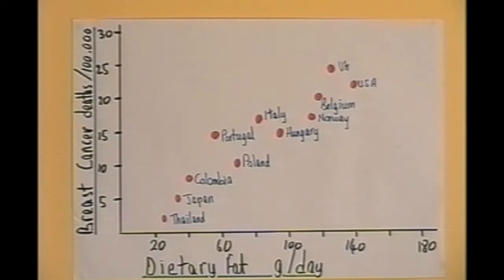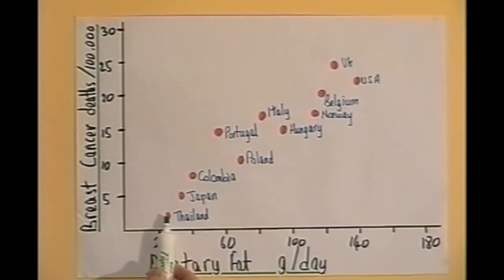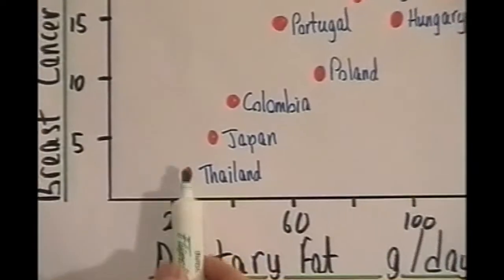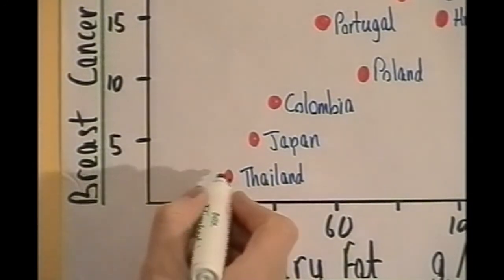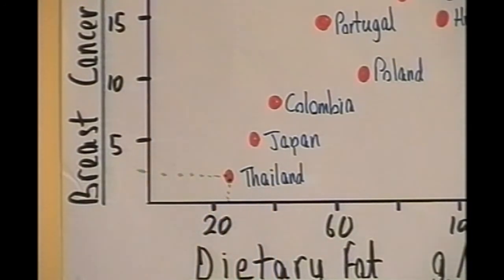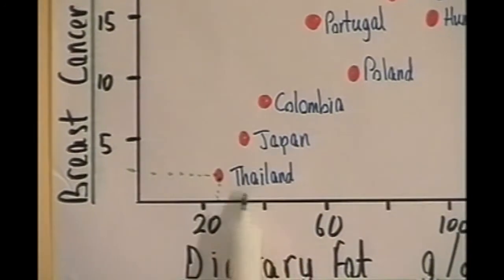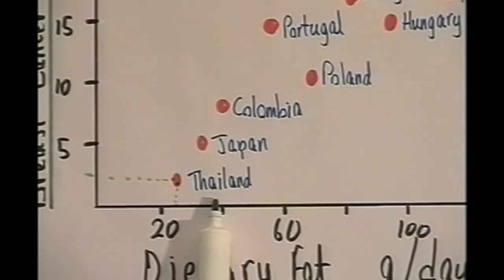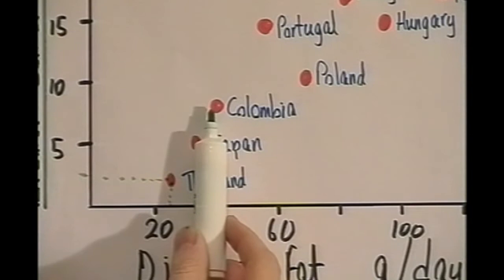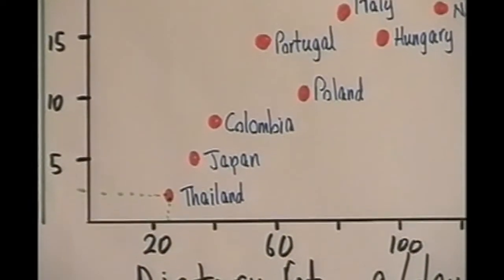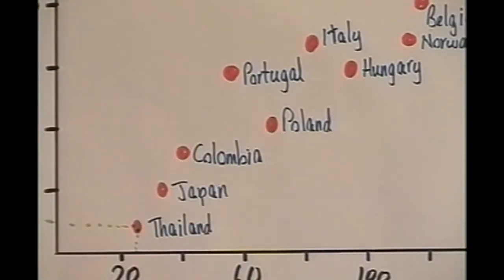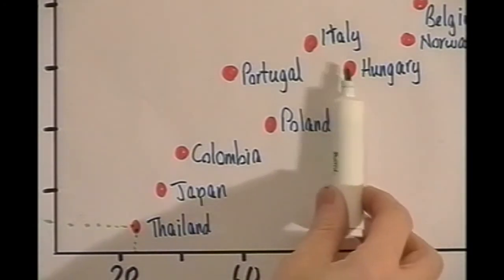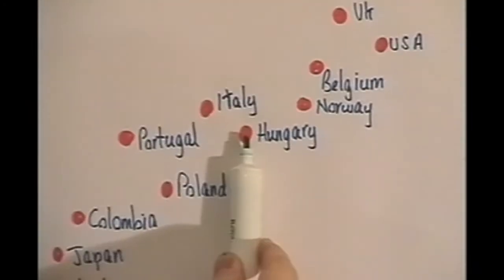Now let's look at Thailand. Well, Thailand has got a very low amount of dietary fat consumed on average per day, and it's got a very low incidence of breast cancer. Japan consumes slightly more fat and has slightly more breast cancer. Colombia consumes slightly more fat and has slightly more breast cancer. Poland consumes even more fat and, well, it's got more breast cancer. Hungary consumes more fat, even more breast cancer.